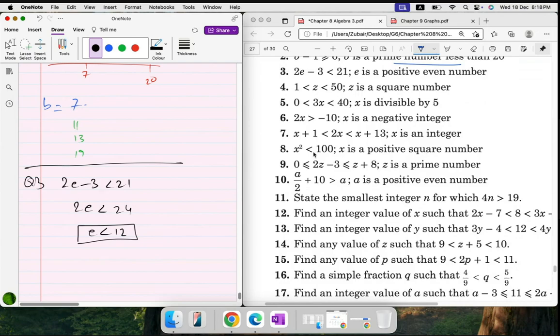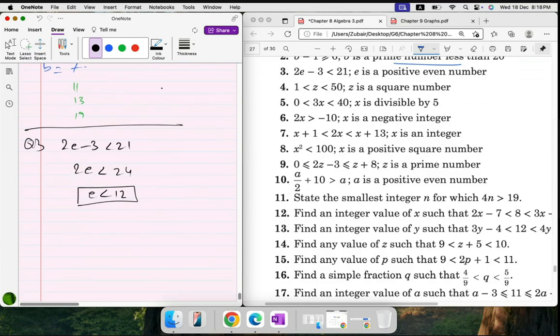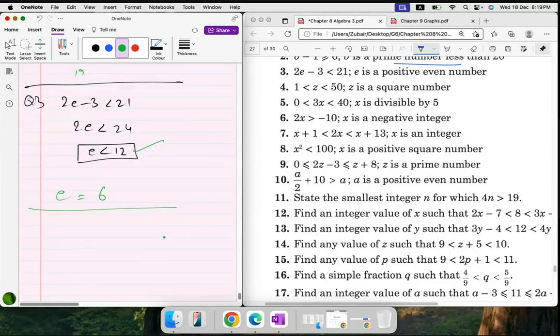It says e is a positive even number. So any number which is positive and even. What would you choose depending on this condition? Positive, even, and less than 12. 6. Yeah, that's 6.